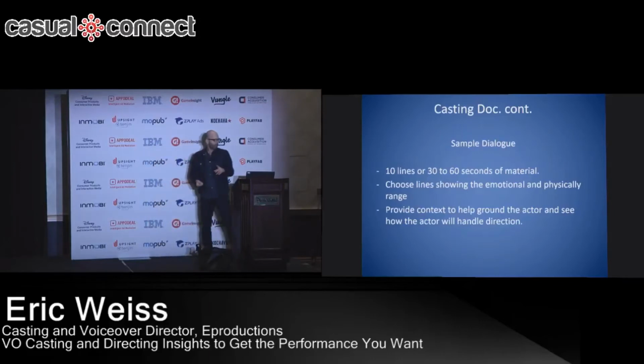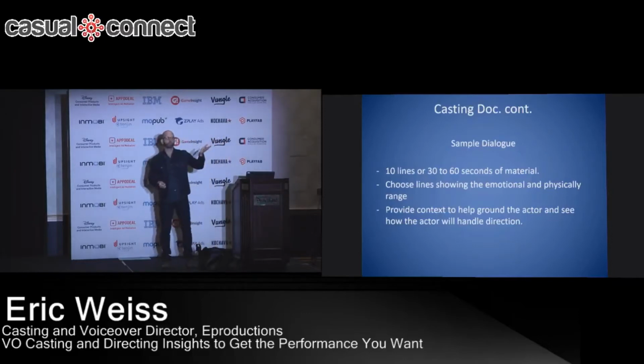And then the thing you want to do, keep in mind when you're creating a casting document, is to capture the emotional range of the character. You want to have those lines. So if the character is going to do a lot of shouting, you're going to want to have some shouting lines. If the character is going to do some very quiet lines and some intimate, emotional lines, you're also going to want to layer in those kinds of qualities.